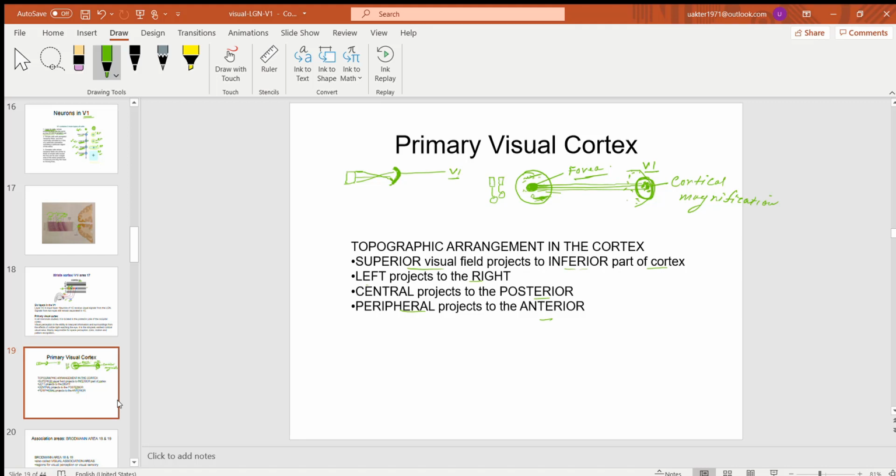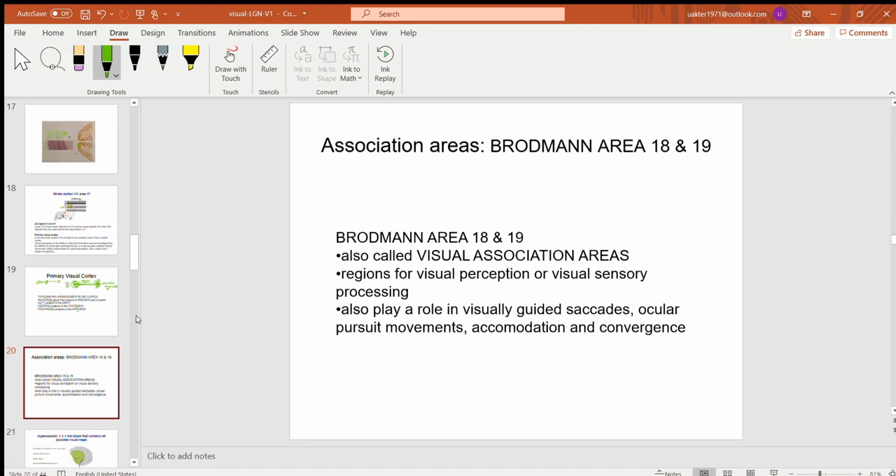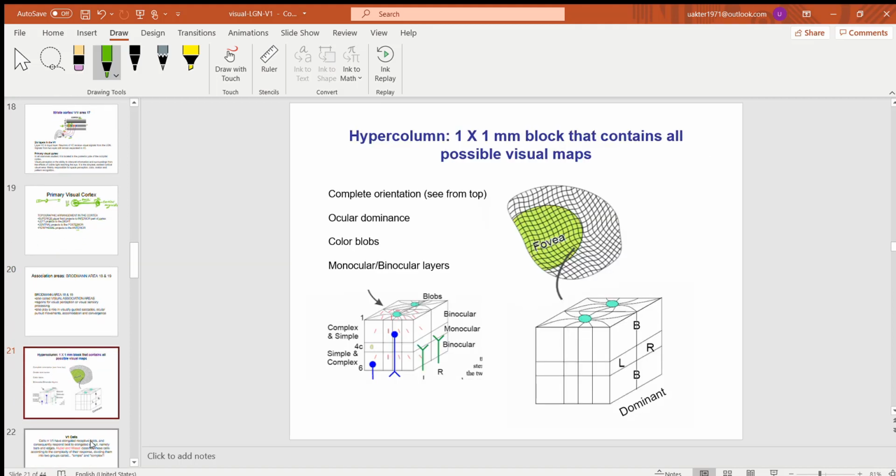Okay, so V1 is Brodmann area 17, and then association areas are area 18, 19. Those are the areas around the V1. Hypercolumn, as I mentioned, each hypercolumn. If I just take one from here, this is one hypercolumn. This is another hypercolumn.